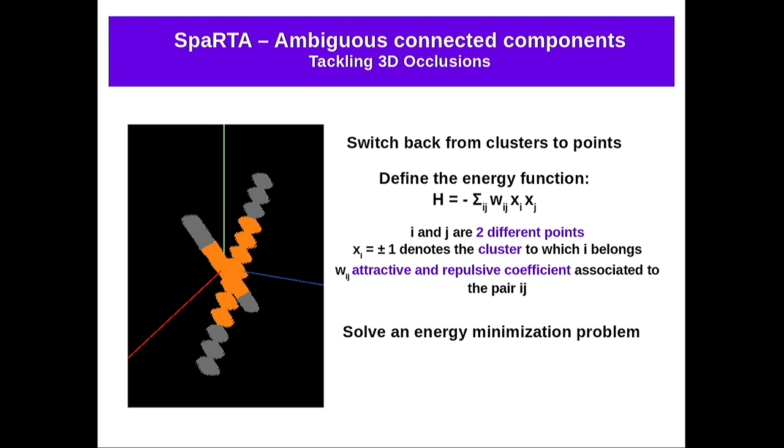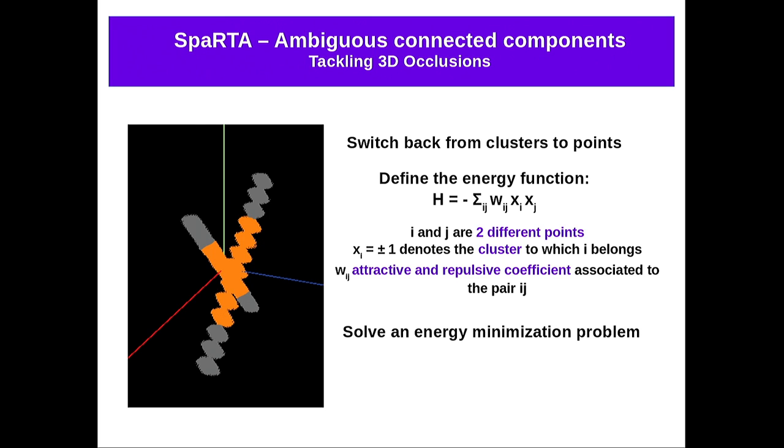We switch back from clusters to points. We define an energy function H, which is the negative sum over i and j of Wij Xi Xj, where i and j are different points, Xi denotes the cluster to which the point i belongs, and Wij represents a coefficient associated to the pair ij.